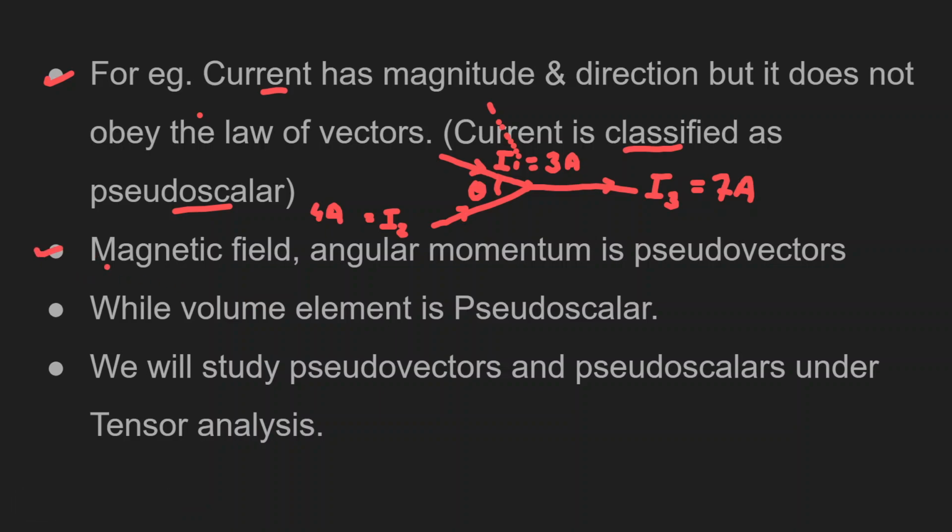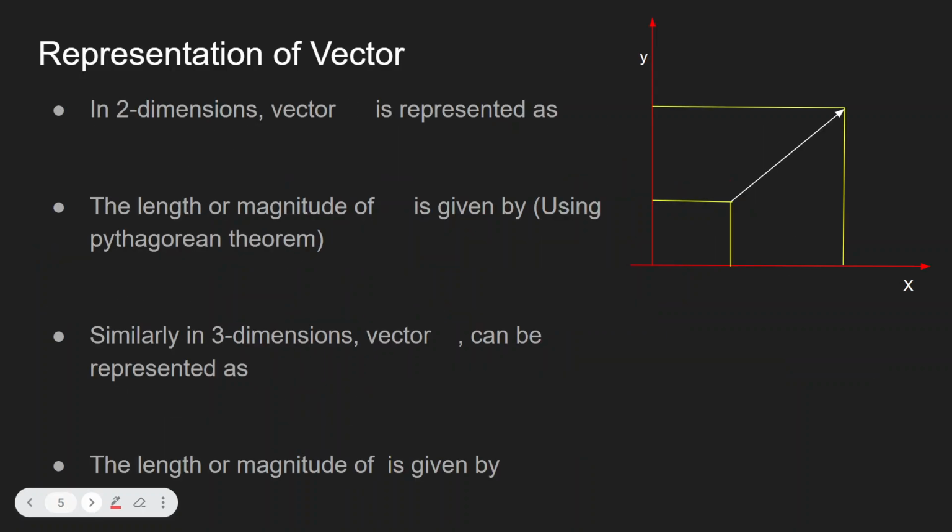Then just to make comments, magnetic field and angular momentum are pseudovectors, while the volume element is a pseudoscalar. So what is this pseudoscalar and pseudovector? We will see that when we study tensor analysis. In the tensor analysis, we will cover this point, but still briefly I will discuss what pseudovectors and pseudoscalars are in the upcoming videos.